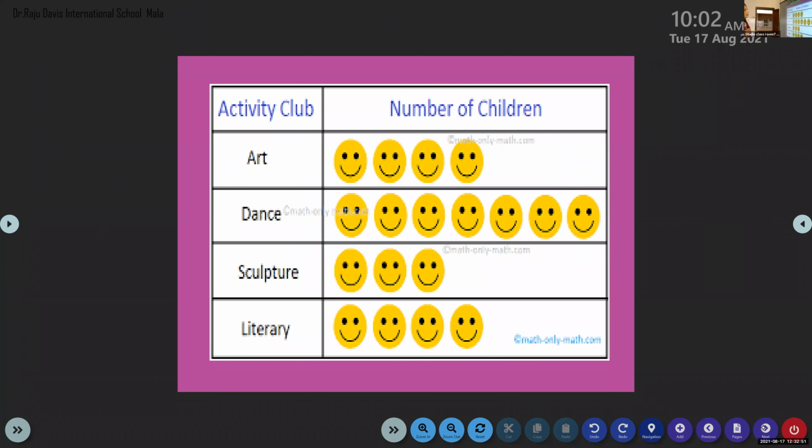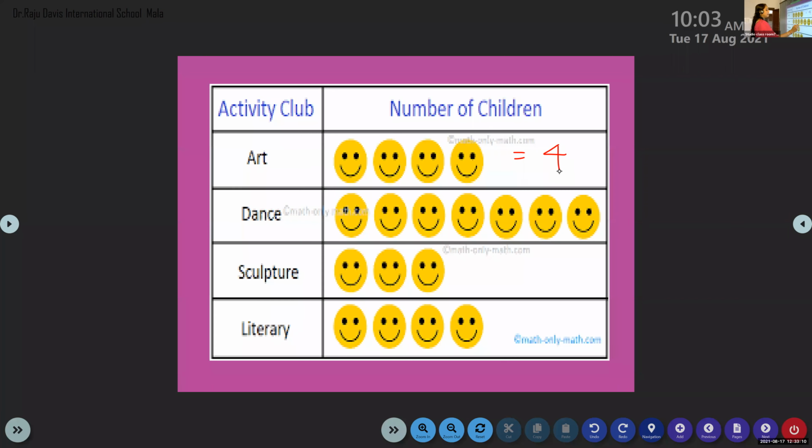Okay, see, children, this is one pictograph. Can you see? Yes, ma'am. Pictograph means you are representing information with pictures. You see pictures of the number of children. How many children are there in the Art Activity Club? 4.